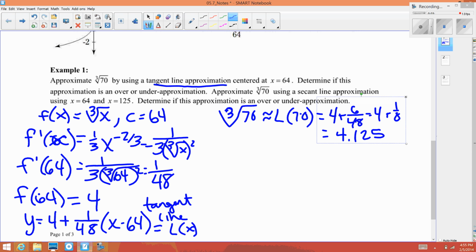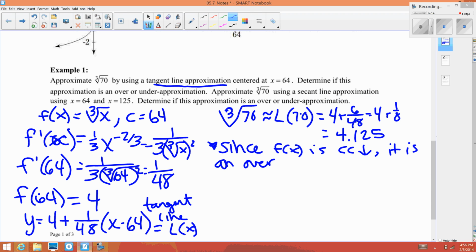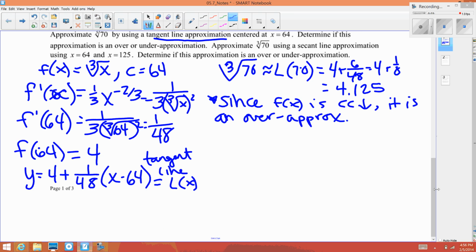All right, and it says here, determine if it's an over or an under approximation. All right, since, I'll put a little star here to separate, since f of x is concave down, it is an over approximation because the tangent line lies over the graph. All right, so I didn't do both parts of this. Now it says do it using a secant line approximation, so I'll do that using these two values. So we have 2 points, 64, 4 and 70, 4.125.